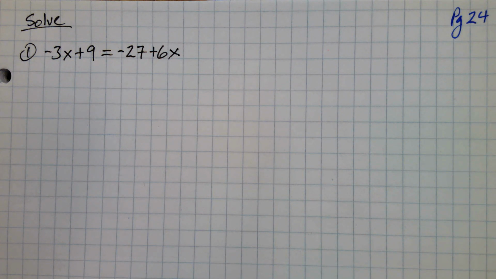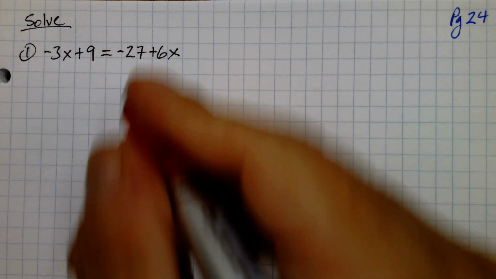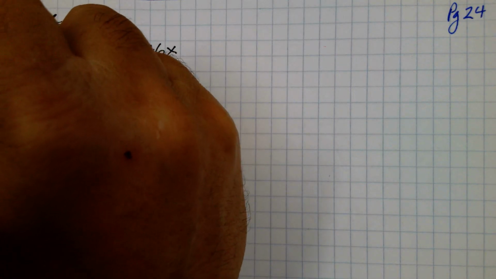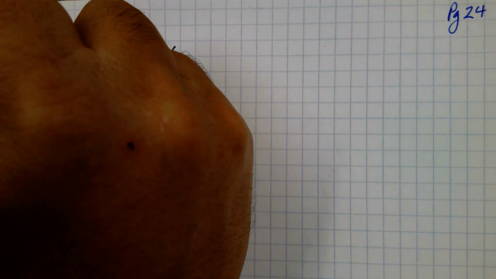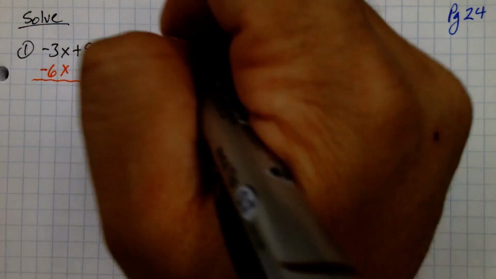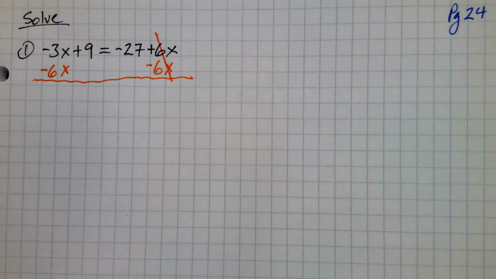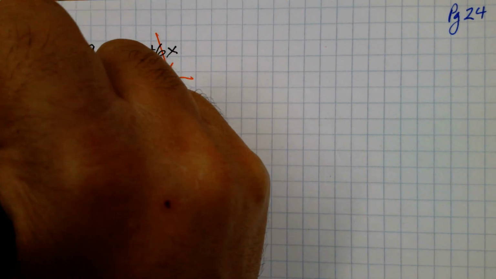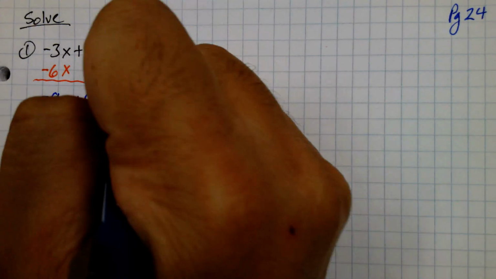So let's say I want to get rid of this 6x. What should I do to get rid of plus 6x? Minus 6x, the opposite. Okay, so that's our new step. So let's do minus 6x. And on the other side, find the other x, which is negative 3x, and do the same thing. Okay? What's going to happen is these opposites go to 0. They go away. And now I have negative 3 and negative 6 is negative 9x plus 9 equals negative 27.